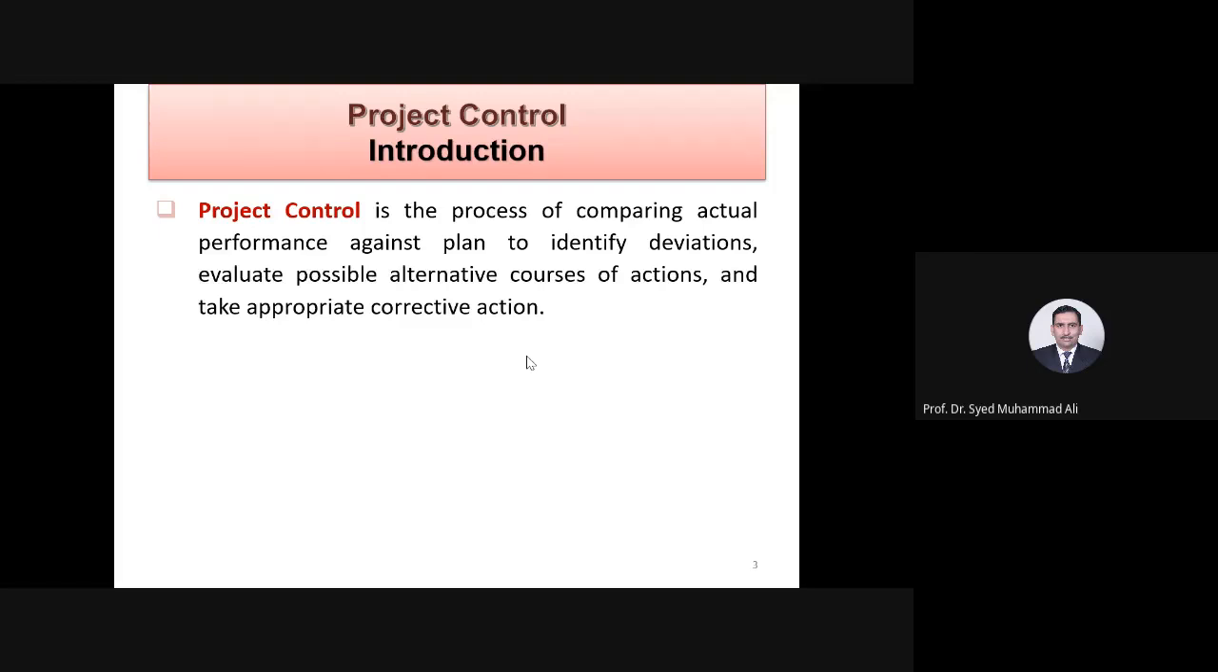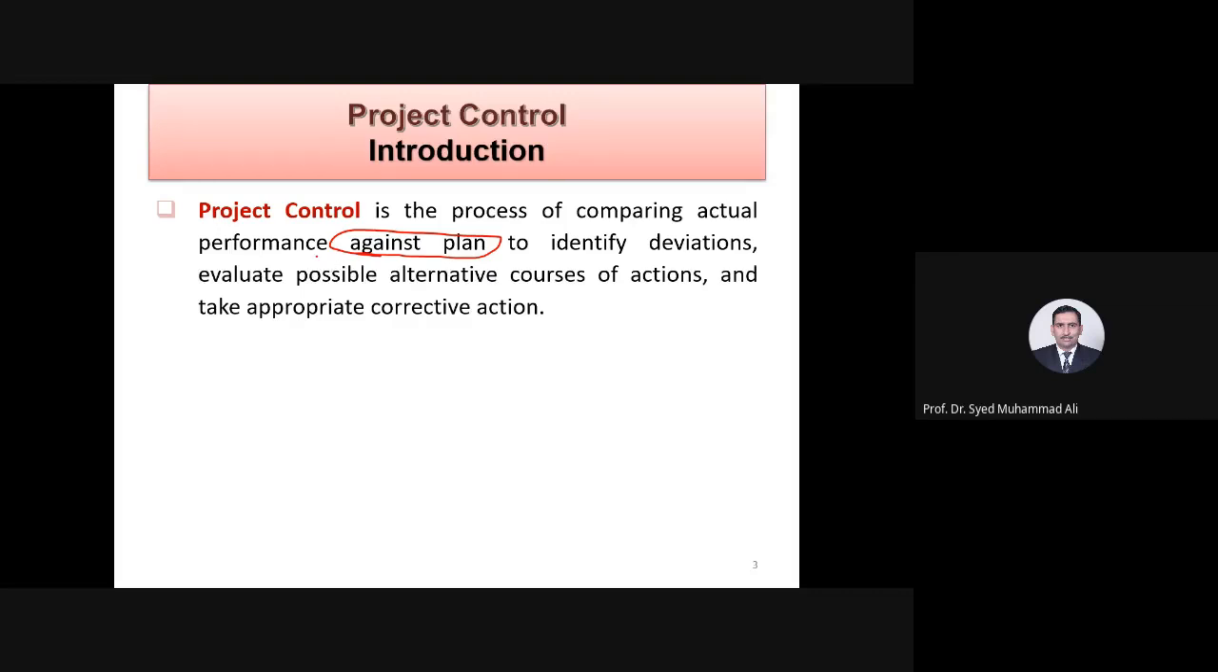Then when you are actually in the field, there will be deviations. You can see it is saying that project control is the process of comparing the actual performance against plan to identify deviation against plan. So this is the baseline. We were supposed to do the concreting of 100 columns in 3 days, but in reality we completed in 4 days. It is a deviation, plus 1 day extra.